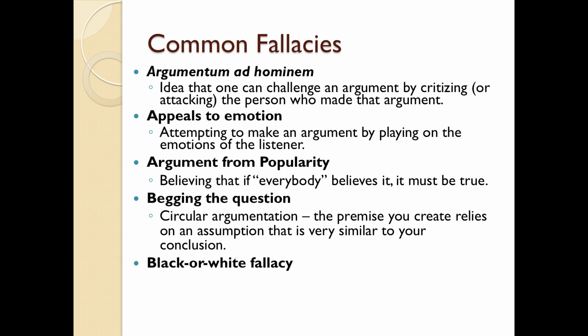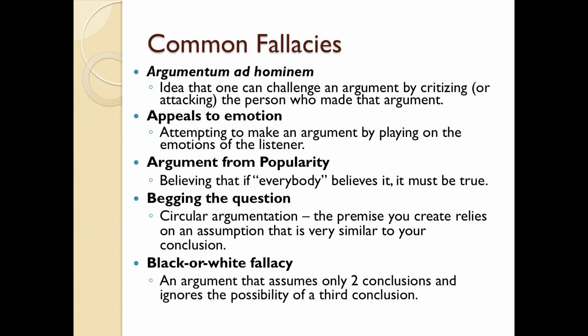Okay, a black or white fallacy is also called either-or or all-or-nothing. So it's like making things seem as if it's only two-sided. It's either A or B. An argument that assumes only two conclusions and ignores the possibility of a third conclusion or a fourth conclusion or a fifth conclusion.